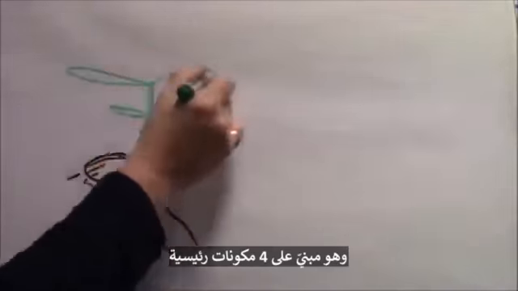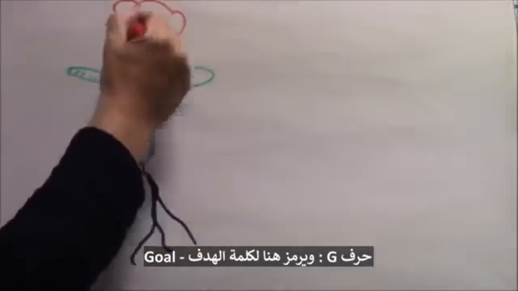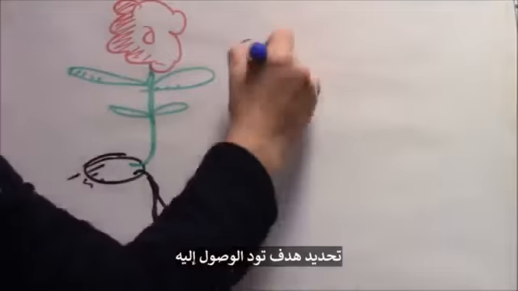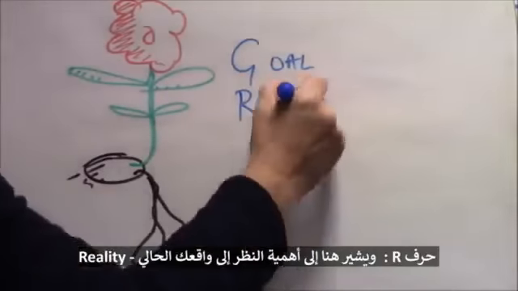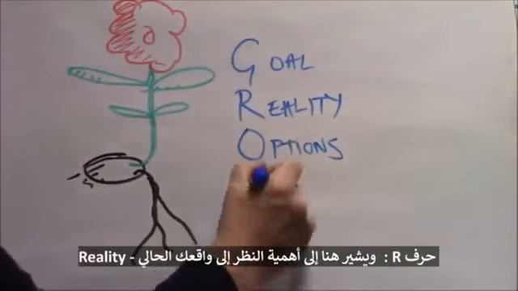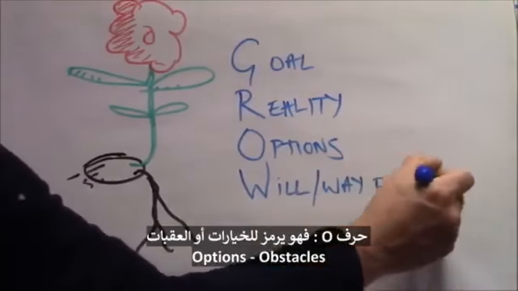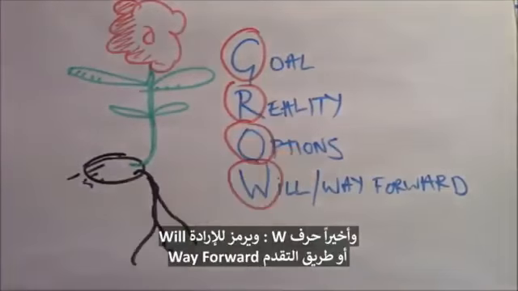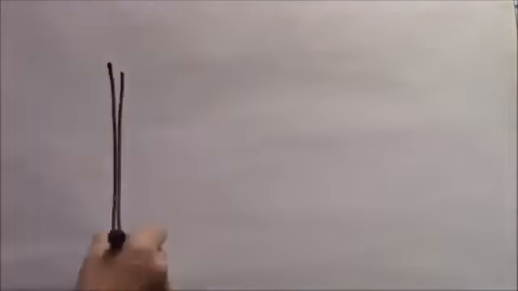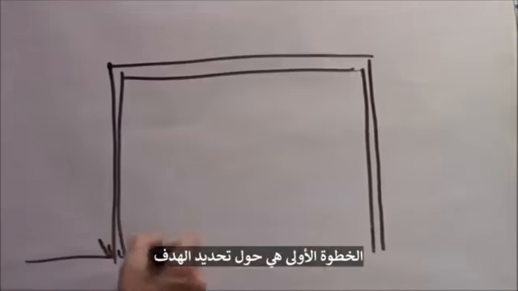And it's built around these four main components. The G stands for goal, establishing a goal that you want to aim for. The R is looking at the reality of your current situation. O is options or obstacles, and W is the will or the way forward. So the first step is about establishing that goal.